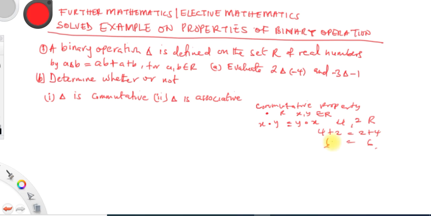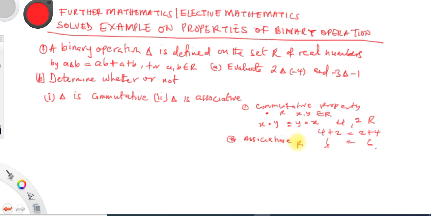So it's true. You can conclude that the operation of addition of real numbers is commutative. This is the first one. The second property is the associative property.